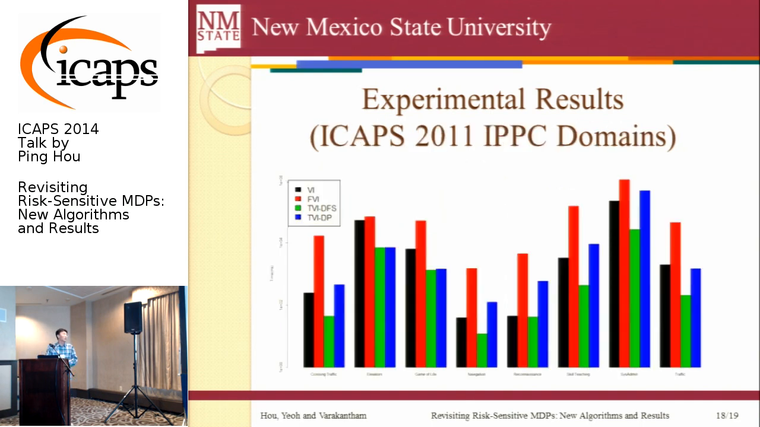This is the result for the IPPC domain. The y-coordinate is processing time. You can see for all 8 domains, TIDFS is the fastest one. And this result is consistent because IPPC instances are all finite horizon problems. For finite horizon problems, all the states in the last horizon are ghost states. So the number of ghost states is kind of big. That's why TIDFS is the fastest one.